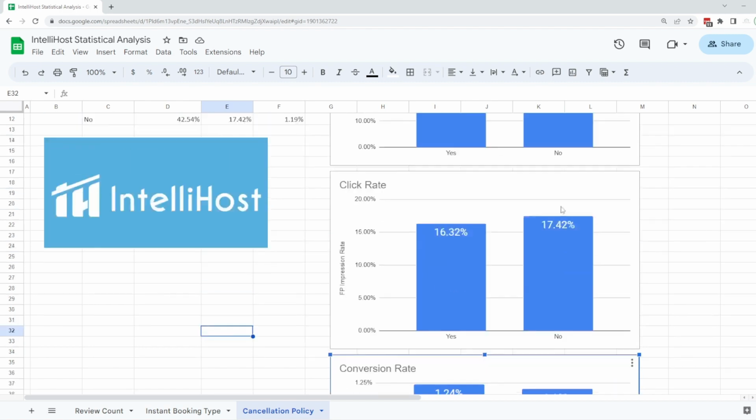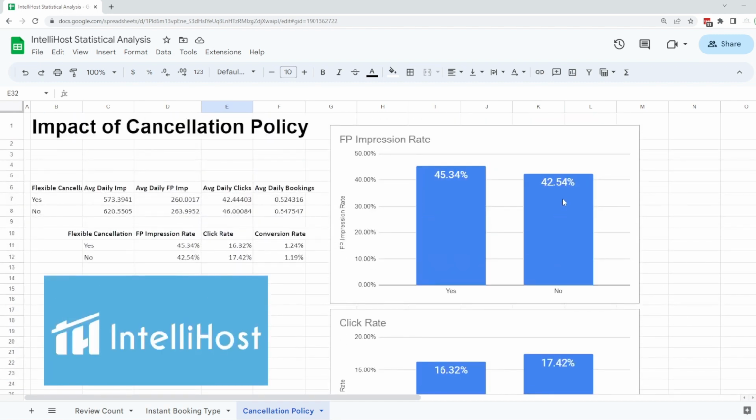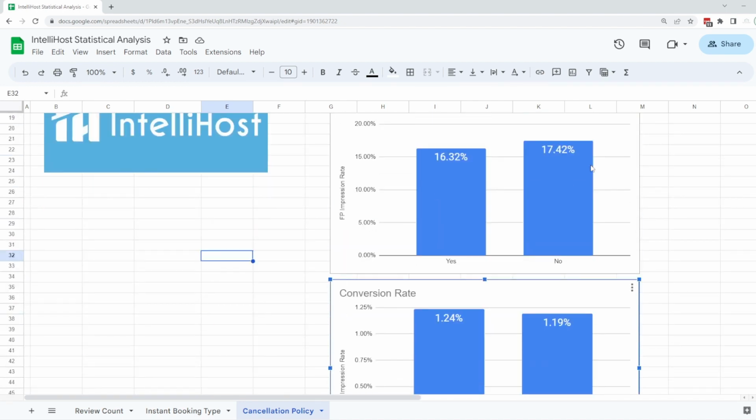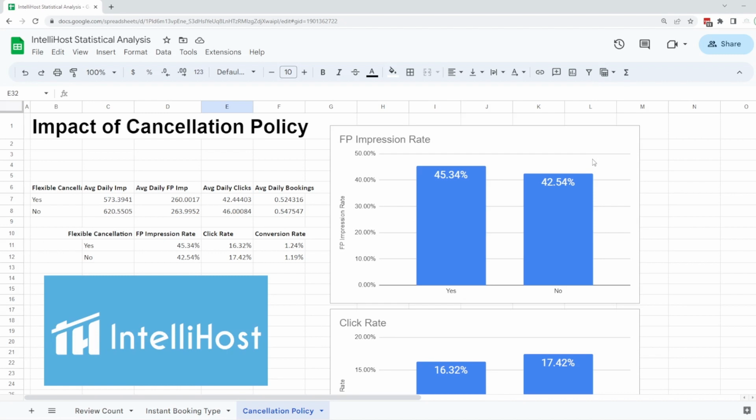So the good news here is that there doesn't seem to be a huge difference in your search metrics. So if you're debating it, you may err towards a more strict cancellation policy just because that at least protects you. So I hope that helps.